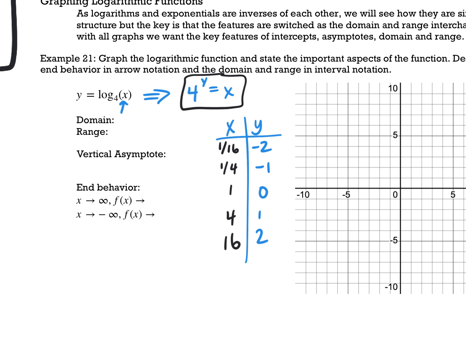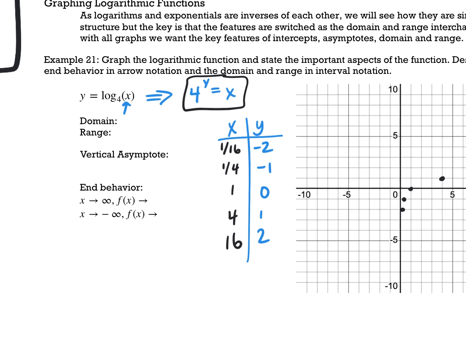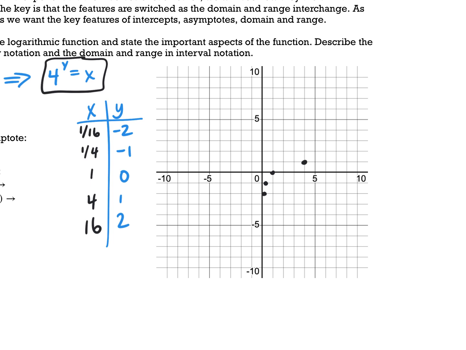So we have some points here. We can plot these. Just be careful. 1 over 16 is going to be very close to the y-axis, but down at -2. 1/4 is going to fit here. And then we get (1, 0), (4, 1), and (16, 2) won't quite fit on our graph. So what you're going to notice here when we connect our dots is that this is going to behave asymptotically. That asymptote is at x equals 0.